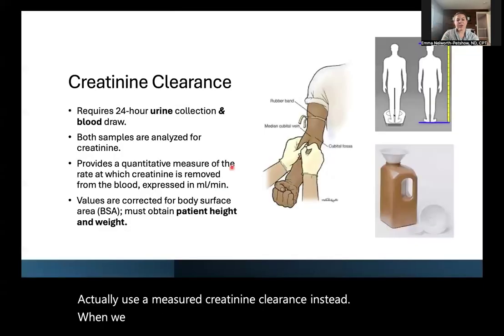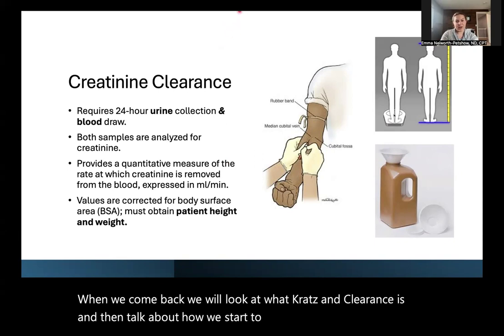When we come back, we will look at what creatinine clearance is and then talk about how we start to collect 24-hour urine samples.